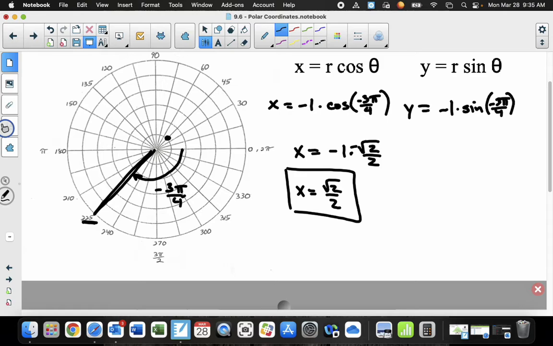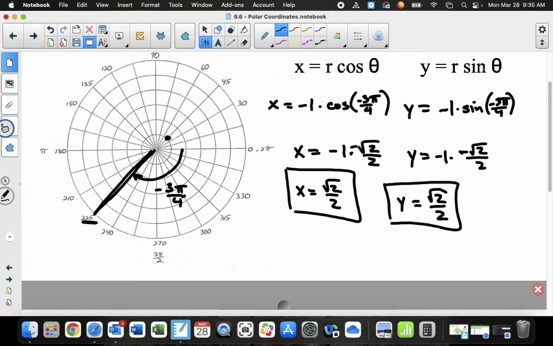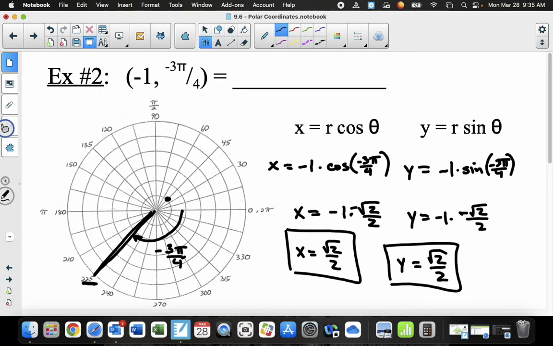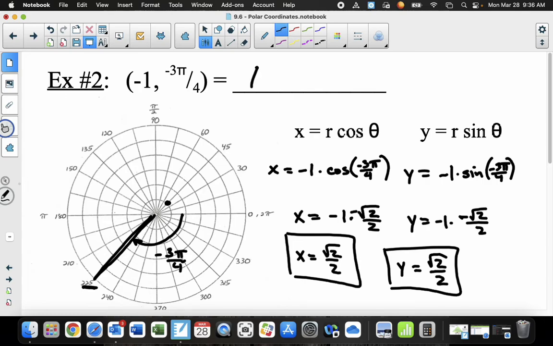What's the sine of negative 3 pi over 4? Also negative square root of 2 over 2. Which, once again, when we multiply by the negative 1, we end up with a y coordinate of the positive square root of 2 over 2. So in this case, our point is actually the square root of 2 over 2 comma square root of 2 over 2.